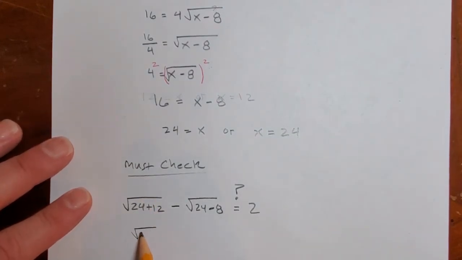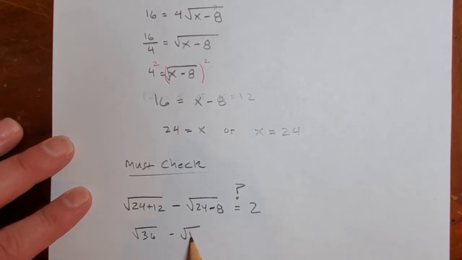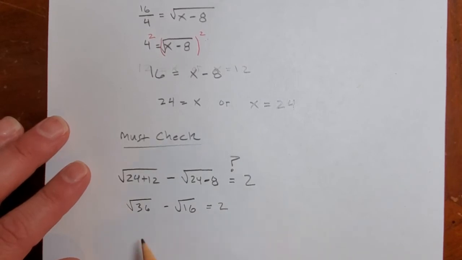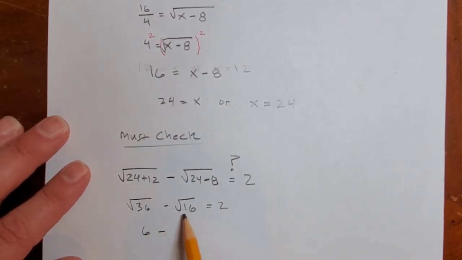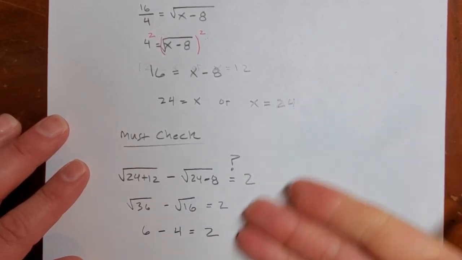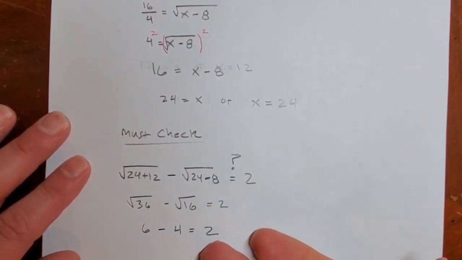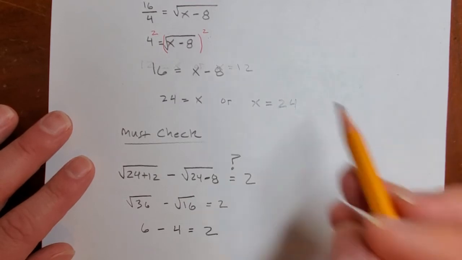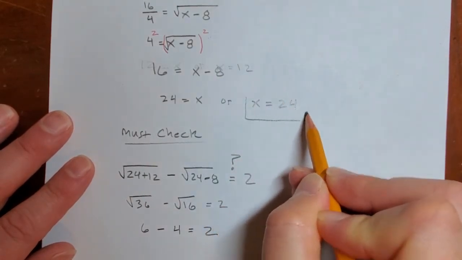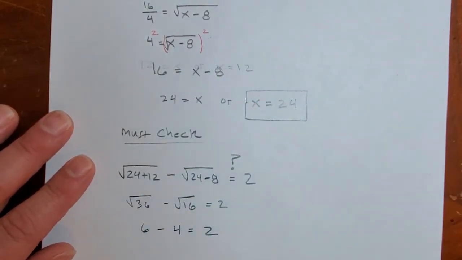Okay, well, what's this going to be? That's going to be root 36. And what's this going to be? That's going to be root 16. And is it 2? Well, what's root 36? That would be 6. What's root 16? That would be 4. And then it just comes down to, is 6 minus 4 equal to 2? And yes, 6 minus 4 is equal to 2. So 24 works. I would commit to that answer at this point.